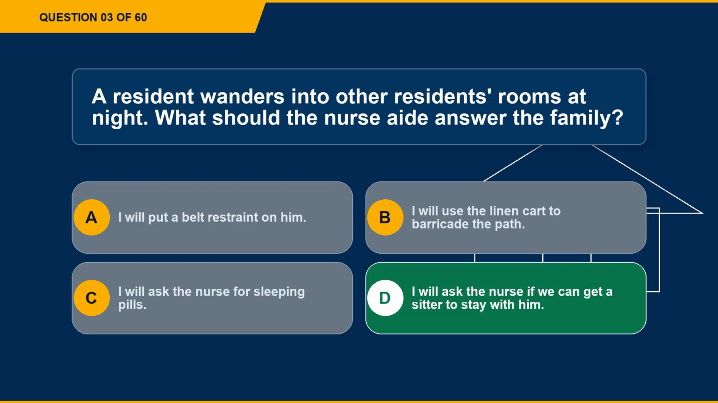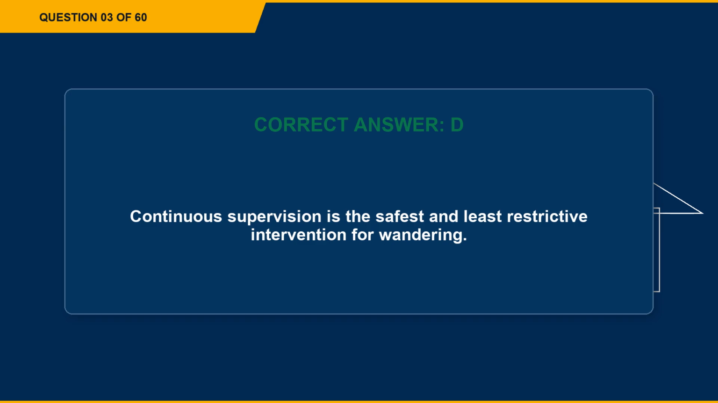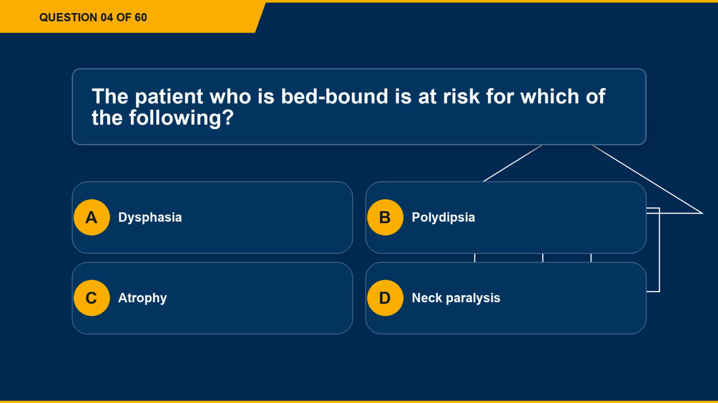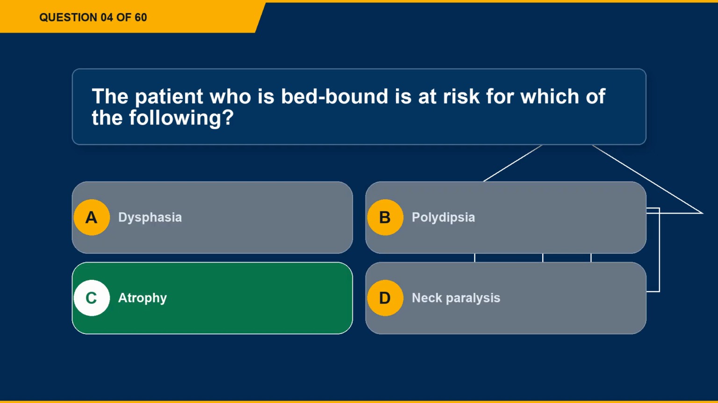him. Explanation. Continuous supervision is the safest and least restrictive intervention for wandering. Question 4. The patient who is bedbound is at risk for which of the following? Option A, dysphagia. Option B, polydipsia. Option C, atrophy. Option D, neck paralysis. The correct answer is option C, atrophy.